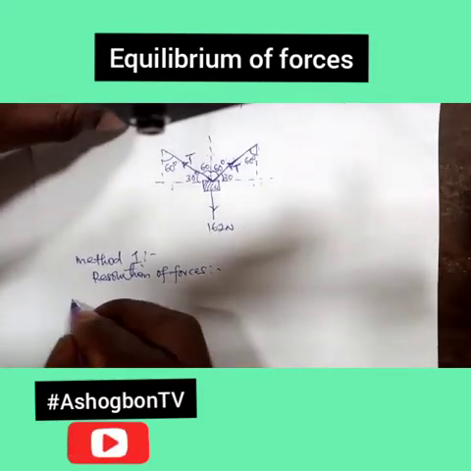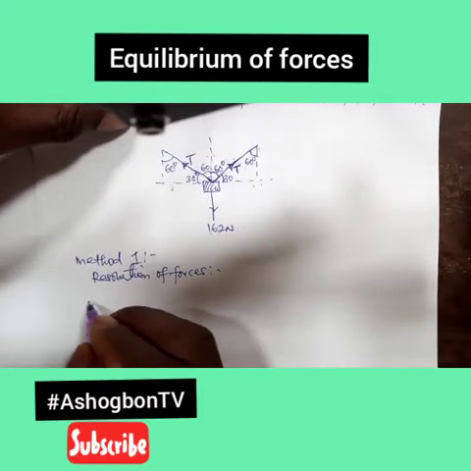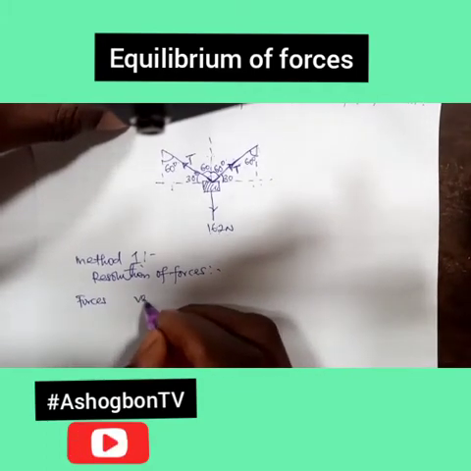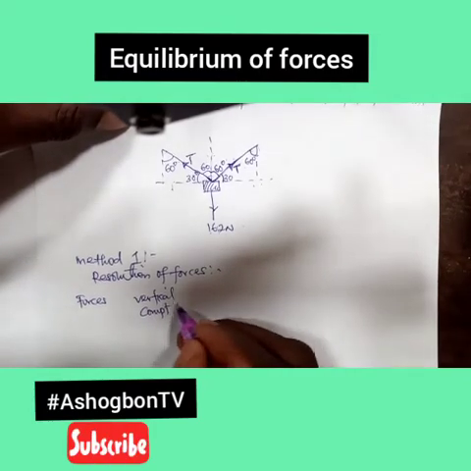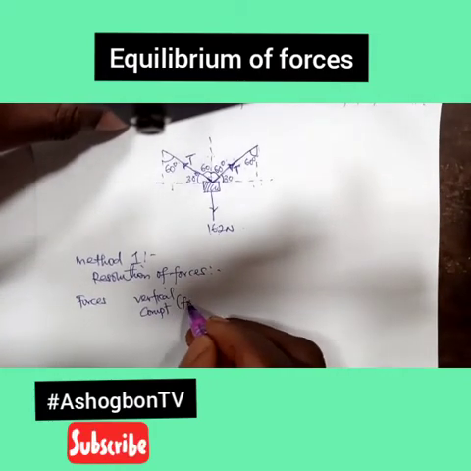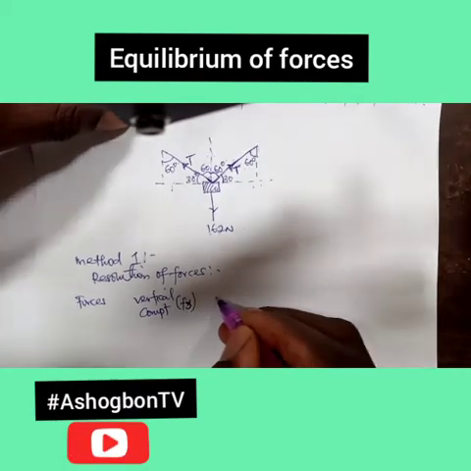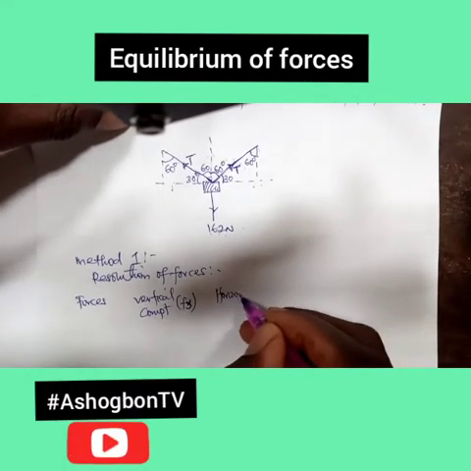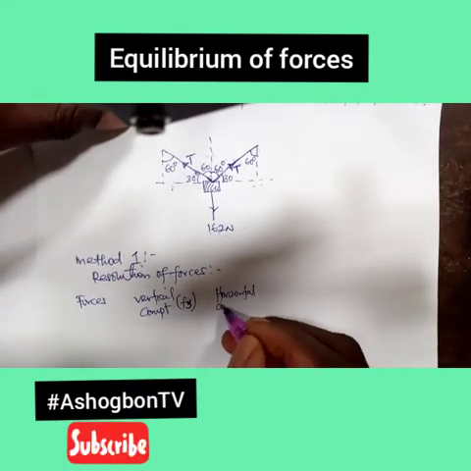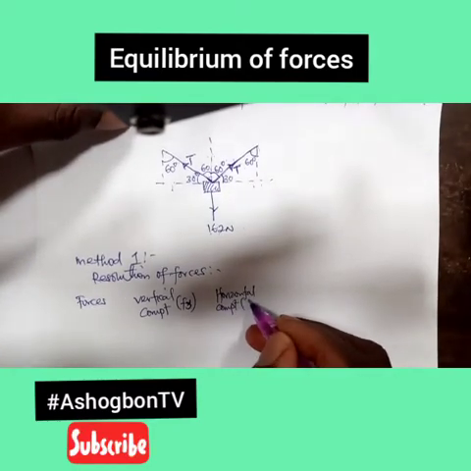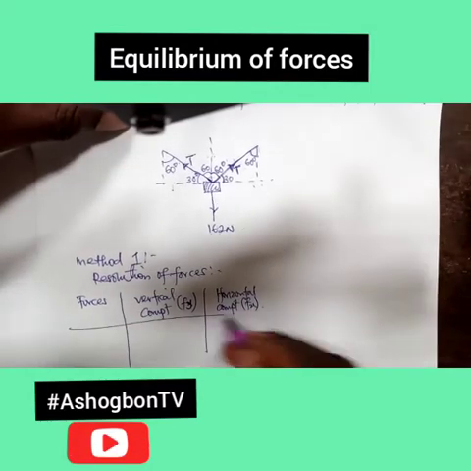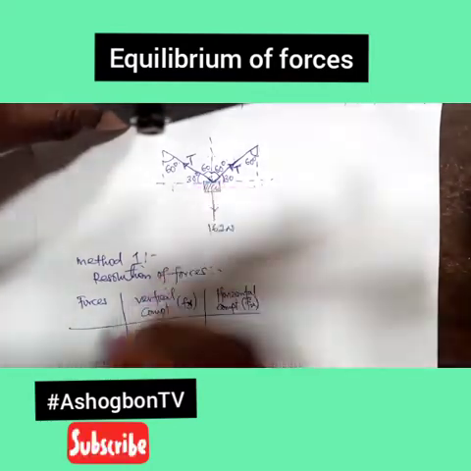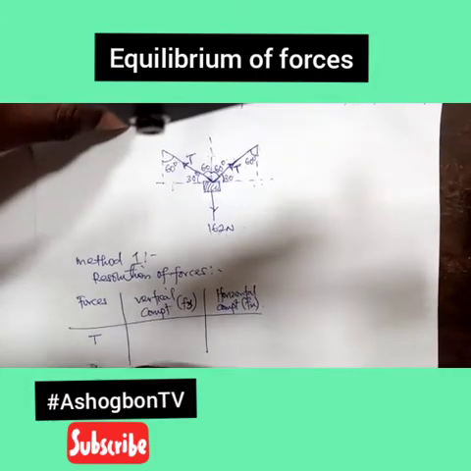So if that is the case, we're going to have something like this. Resolving forces, number one. Here we have forces. Here we have the vertical components. In short, that will be our Fy. And here we have the horizontal components. In short, that means you have Fx. So here we're going to be resolving vertically and horizontally. So what are the forces? We have T. So of course we also have T here.